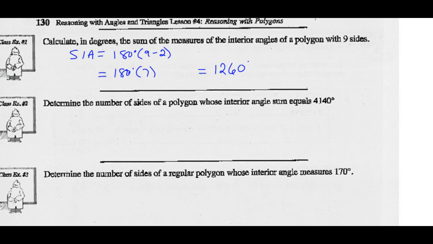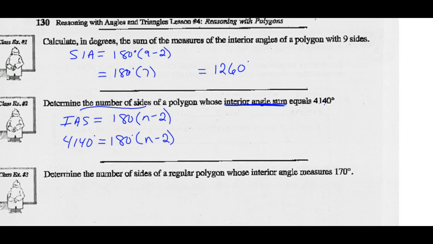Example 2, determine the number of sides. So now we're looking for the number of sides of a polygon whose interior angle sum equals 4140. So again, let's write it like that. Interior angle sum, I like that. The interior angle sum would equal 180 times n minus 2. Well, I know what the interior angle sum is. They tell us the sum of the interior angles is 4140. So that goes on the left side of this equation. 4140 degrees should equal 180 degrees times the number of sides in the polygon, subtract 2.